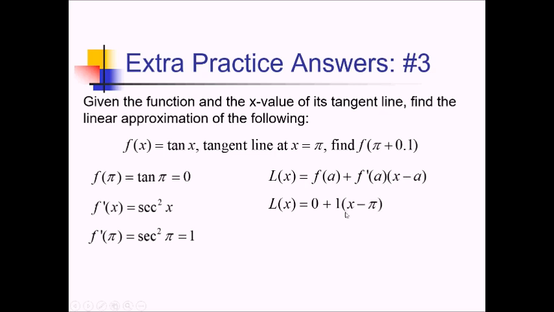And now to approximate f of pi plus 0.1, I have to plug pi plus 0.1 in for x here. So f of all this stuff is approximately equal to this expression with pi plus 0.1 plugged in for x. And if we do simplify this, the pi's are going to cancel. We've got 1 times 0.1, and plus 0 is not going to change anything. So that all comes out to 0.1.